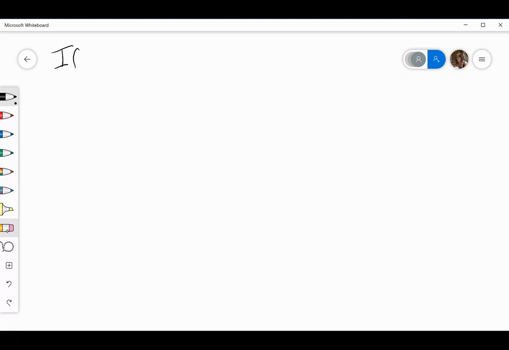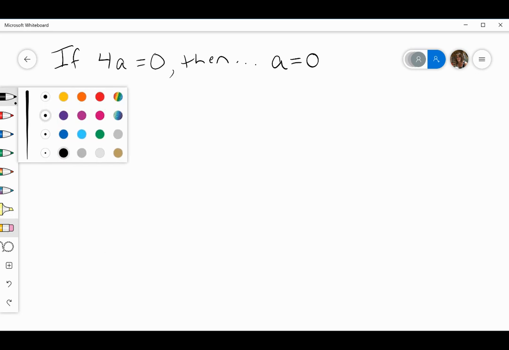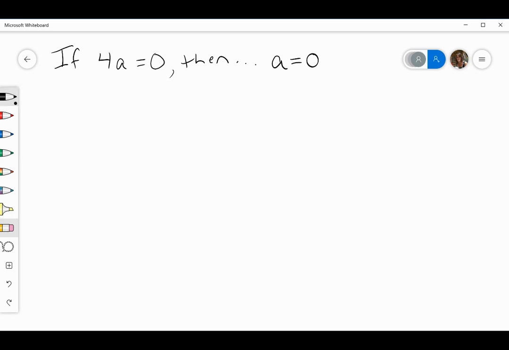You'd probably do these in science, these if-then statements. So if 4 times a equals 0, then, you think about that for a minute. What has to be true if 4 times a equals 0? A has to equal 0, right? Let's make it a little more general.